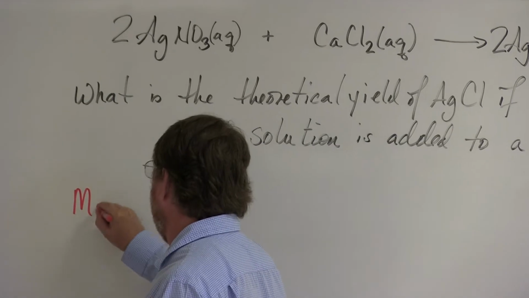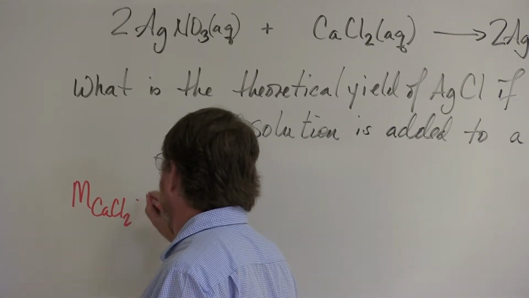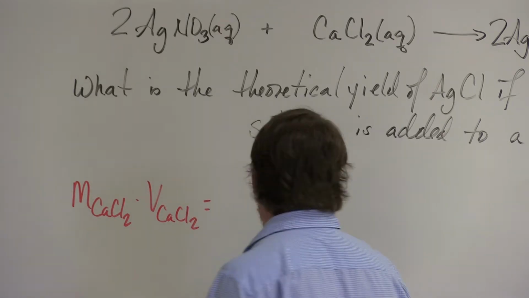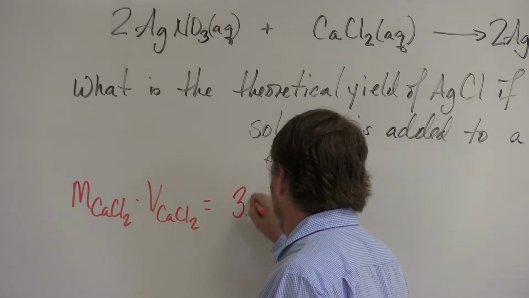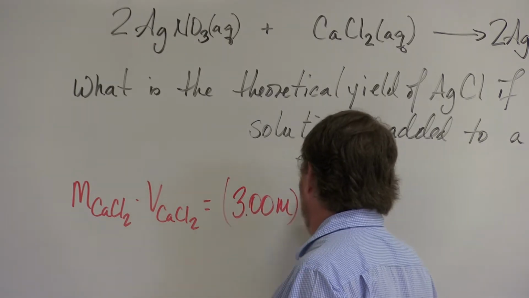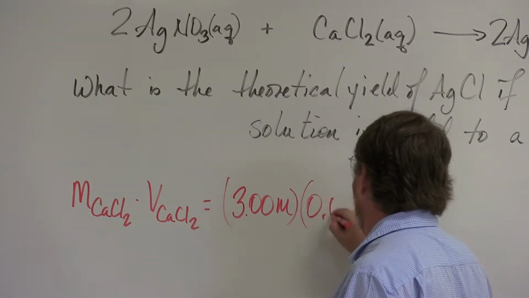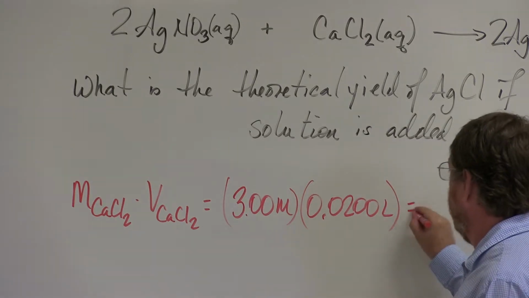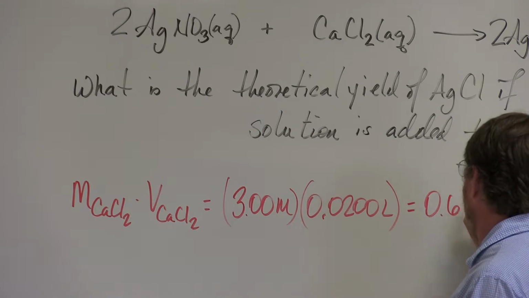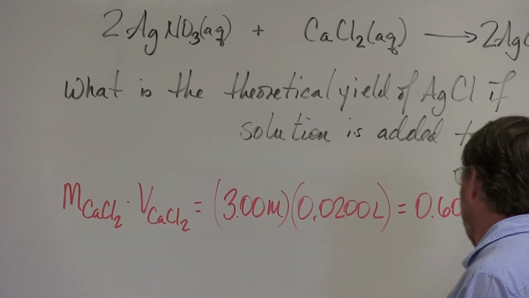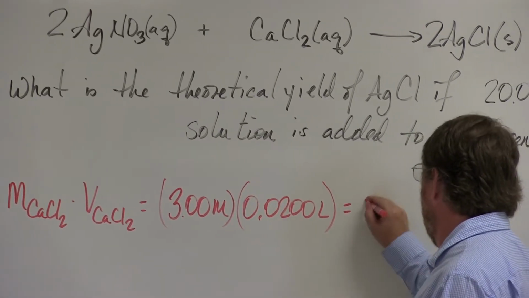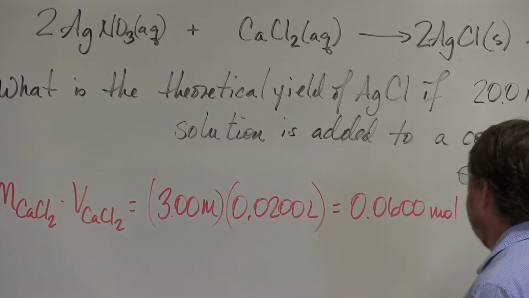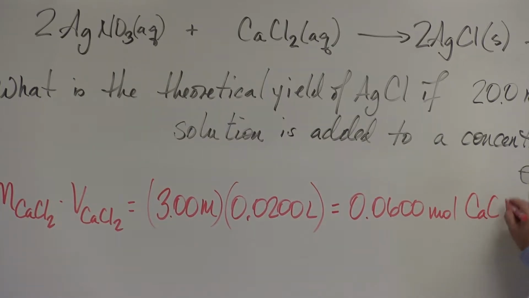So molarity of the calcium chloride times the volume of the calcium chloride equals moles. Well, that's going to be 3 molar times 0.02 liters. Okay, that's going to give me 0.06 moles. So that's my moles of calcium chloride.